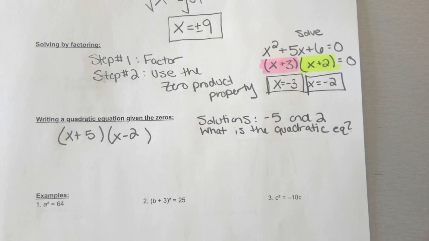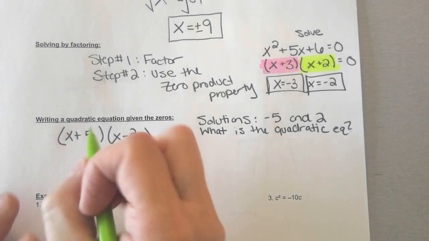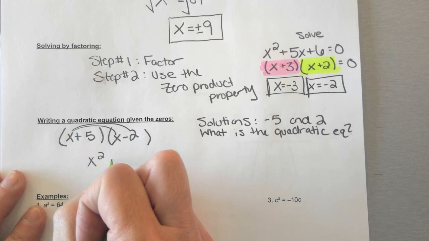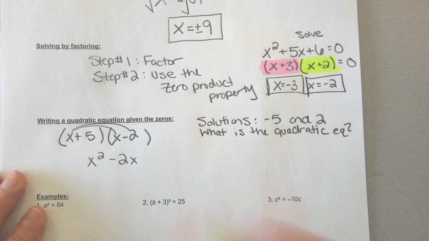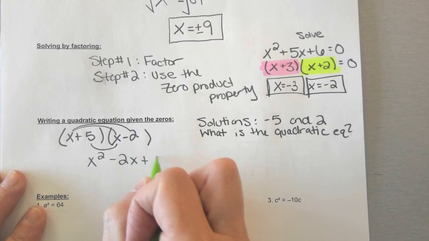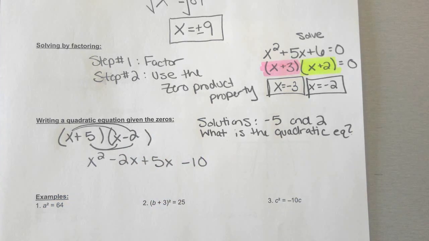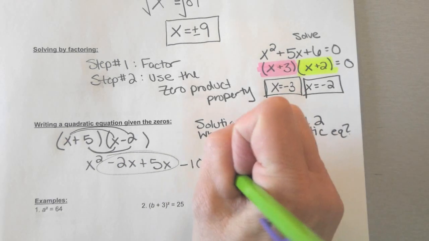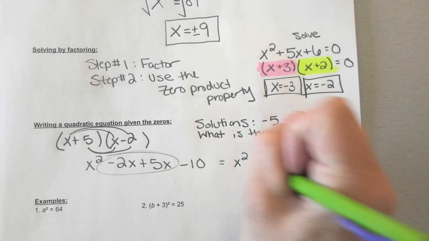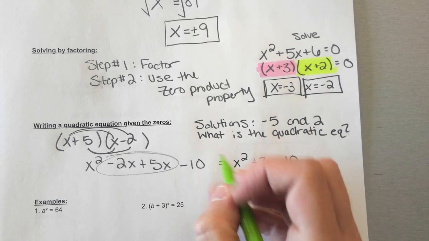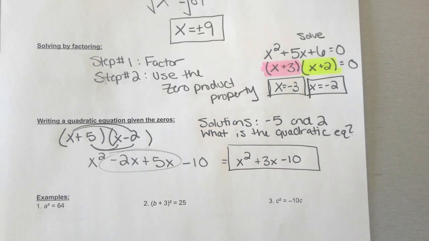Yep, FOIL it out, multiply it out, double distribute, however you want to think about it. So x times x, x squared. X times -2, -2x. 5 times x, 5x. 5 times -2, -10. Do I have like terms that I can combine? Yes. In the middle, I have a -2 and a +5. So I get x squared, plus 3x, minus 10. Yep, because it's a +5 and a -2.